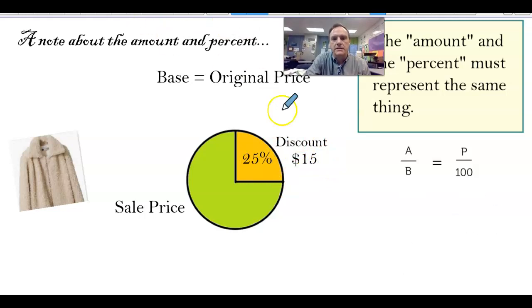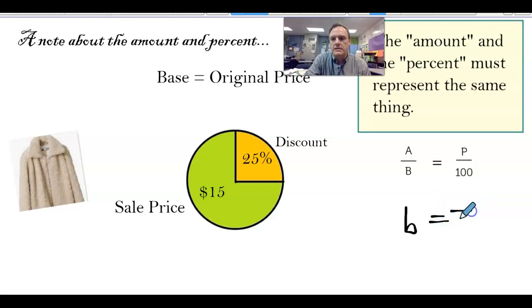Next problem. Let's kind of switch things around here. What happens if the $15 is the sale price? Okay, so now we have a coat that we don't know the original price, but we saved 25%, and the sale price is now $15. That means you have to pay $15 for the coat. So let's start setting things up here. We don't know the base, right? What's the original price? We don't know what that is. We do know that 25% is the percent of the discount right here.